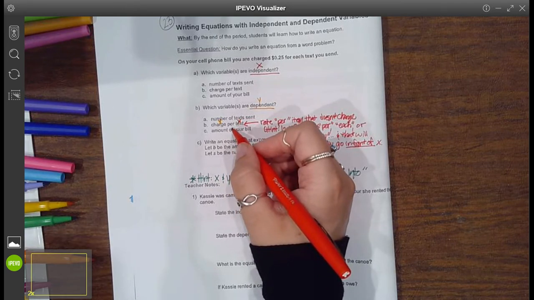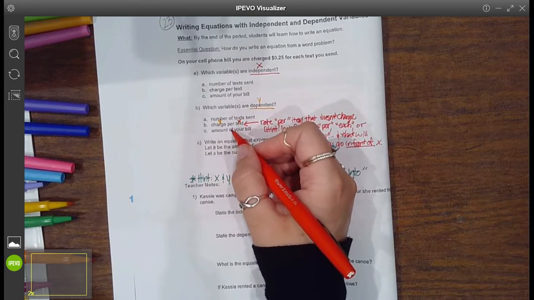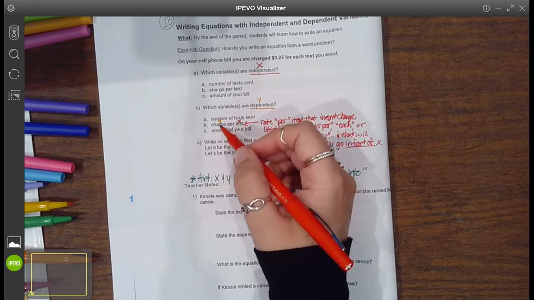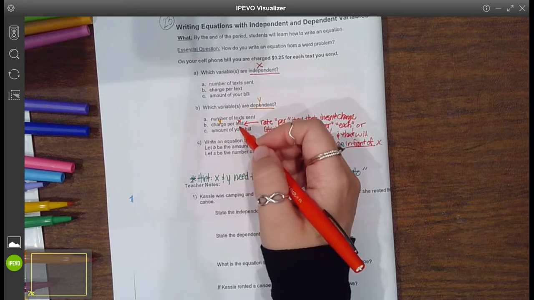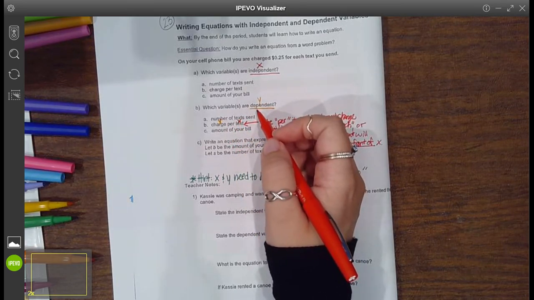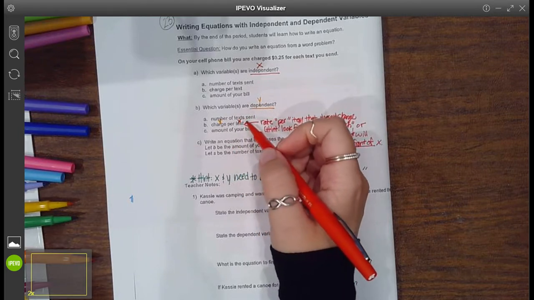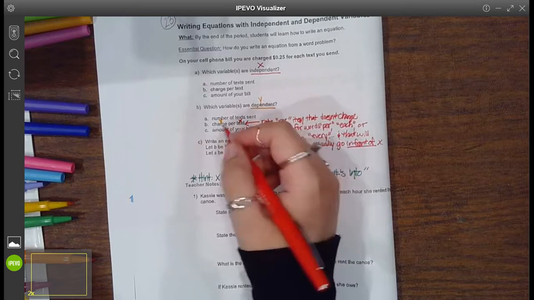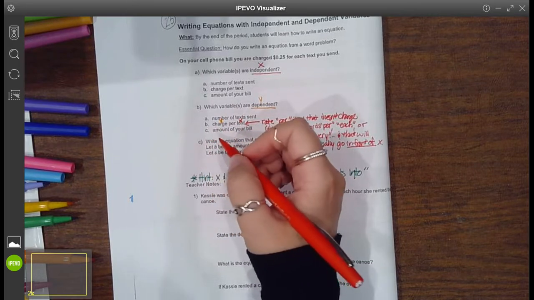So the number that goes with your rate is the thing that goes in front of x, and then it gives you the units that identify your y from your x. And you're like, what? I don't get it. Okay, so the charge, that's talking about money per number of texts that you send. So the y, the dependent, is talking about the charge. Well, which one is that? Is it the number of texts or the amount of money? The charge is your amount of money, right?